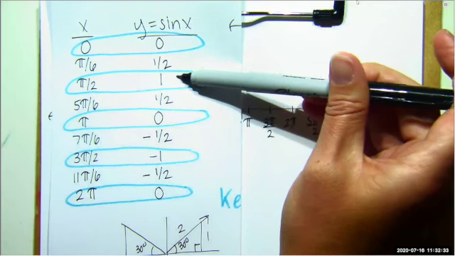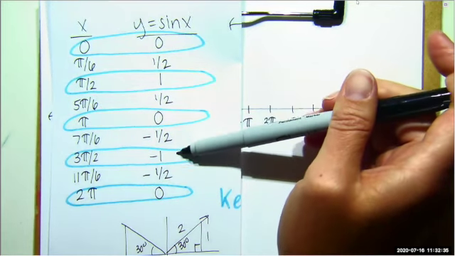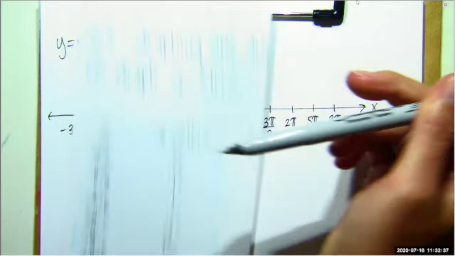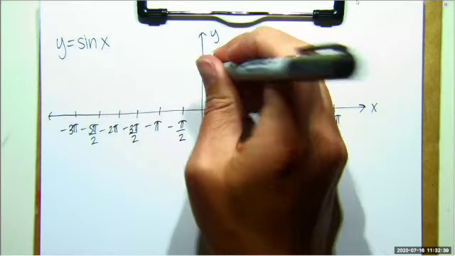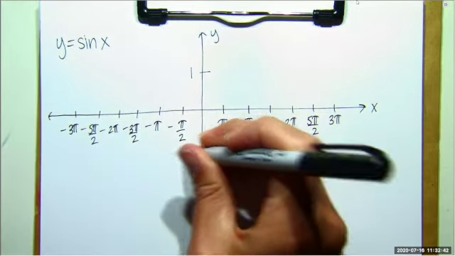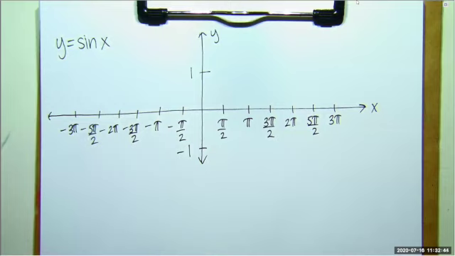What's the minimum y value we hit? -1. So on our y-axis, we'll put a 1 and a -1. The reason we never hit something greater than 1 or less than -1 has to do with opposite over hypotenuse. Sine is opposite over hypotenuse. The sides of those triangles can never have a ratio greater than 1. The hypotenuse is always going to be the longest side.